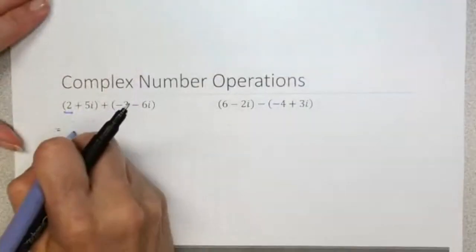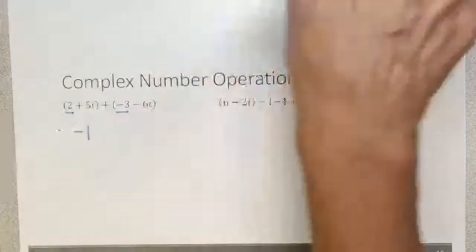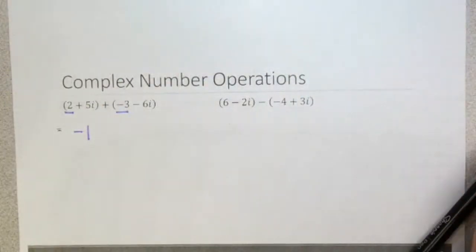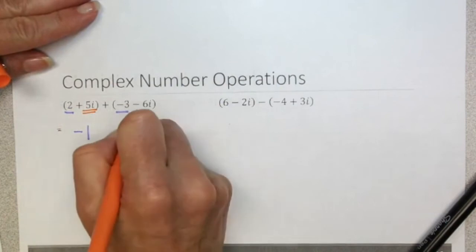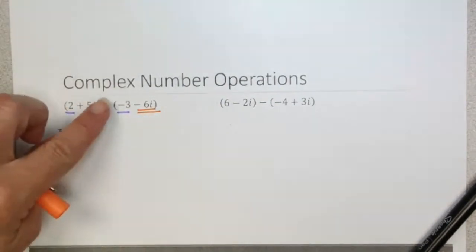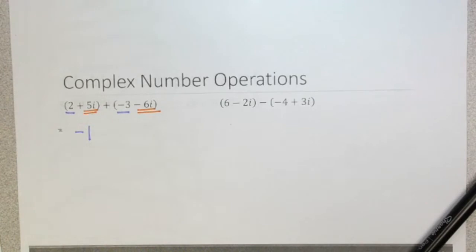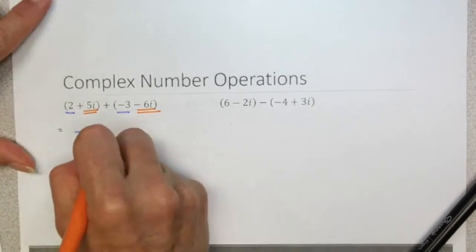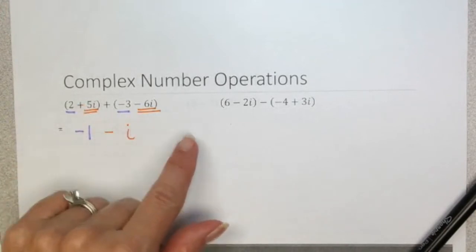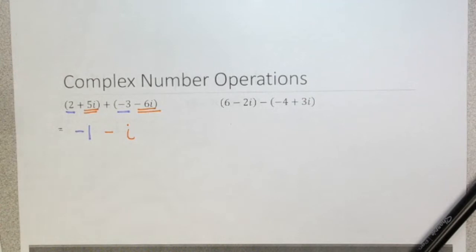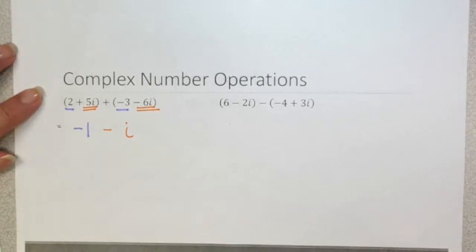This will be equal to -1. And then we want to combine those imaginary numbers. The imaginary numbers are 5i and -6i. Positive 5i plus -6i is going to be -1i, or -i. Okay, so 2 plus 5i plus -3 minus 6i is going to be -1 minus i. We just combine like terms. It's the same as if we're adding two binomials, right?